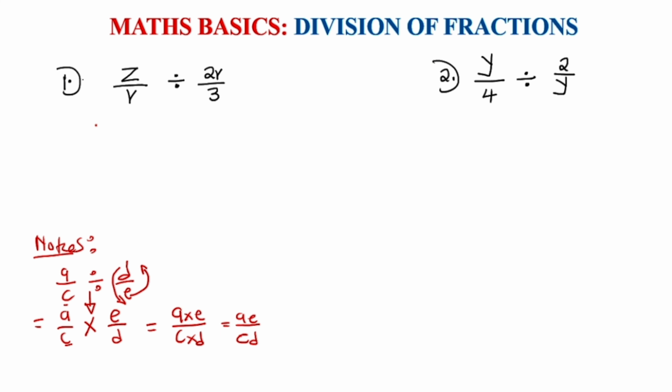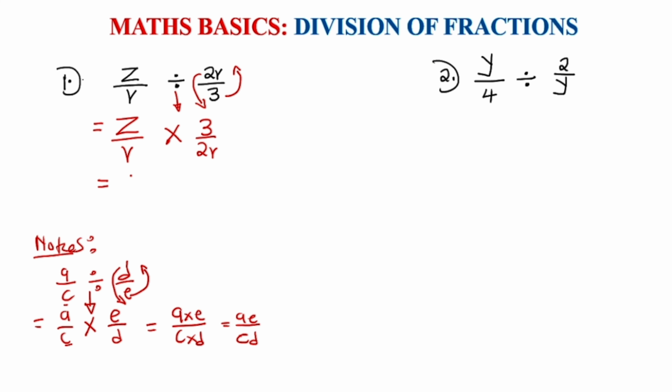Example number one, we are given z over r divided by 2r over 3. Okay, here we go. Z will stay as z. First fraction we write as it is. This sign here would change. Division sign changes to become multiplication sign. So therefore, what is at the bottom goes to the top, what is at the top goes to the bottom. Okay, so we're going to have 3 over 2r.